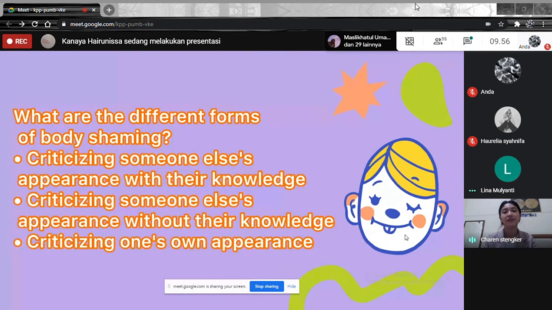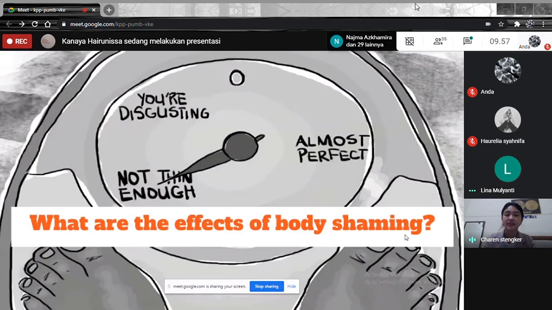What are the different forms of body shaming? First is criticizing someone else's appearance with their knowledge. Second, criticizing someone else's appearance without their knowledge. And third, criticizing one's own appearance. And what are the effects of body shaming? Victims are prone to feeling inferior and angry with their bodies.